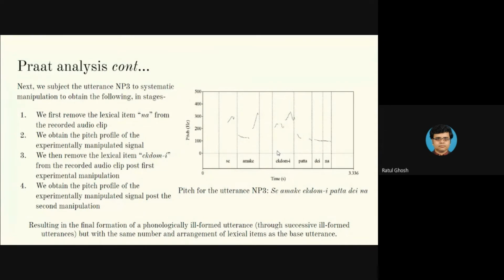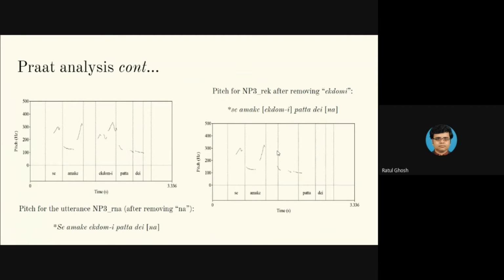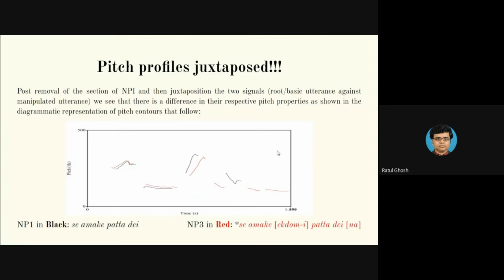This results in the final formation of a phonologically ill-formed utterance, but with the same number and arrangement of lexical items as the base utterance. This is NP3 after removal of "na" and NP3 after removal of "ekdomi" in stages. Now the pitch profiles have been juxtaposed. Post removal of the section of NPI and juxtaposing the two signals, that is the root or basic utterance against the manipulated utterance, we see that there is a difference in the respective pitch profiles, as shown in the diagrammatic representation of pitch contours in black and red.